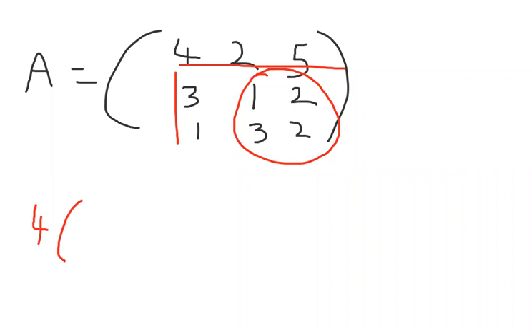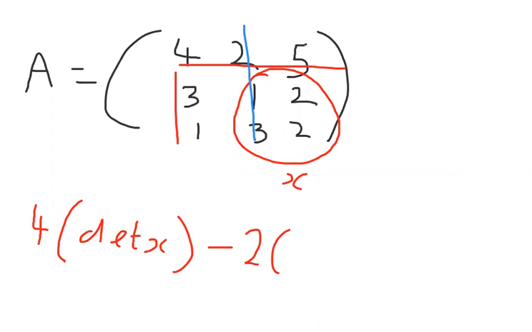So 4 AD minus BC, so the determinant of this, we're going to call this x, just to make things easier. Det x minus, make sure you remember this minus, this is an important part of the equation. Now we're looking at 2, it's going to be 2 at the front. 2 has this column and this row. So now we're looking at the determinant of this whole block. So 3 times 2 minus 2 times 1. And we're going to call that determinant y.